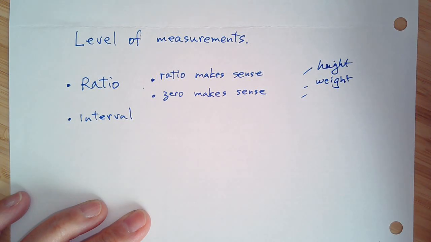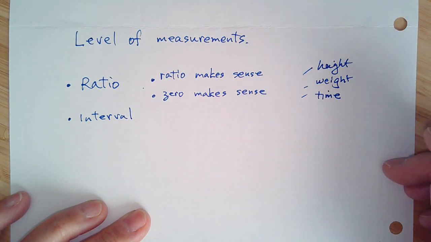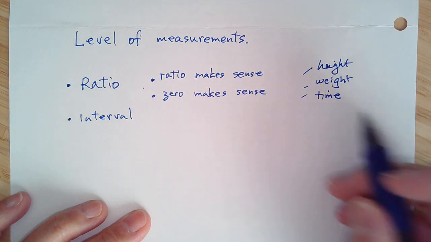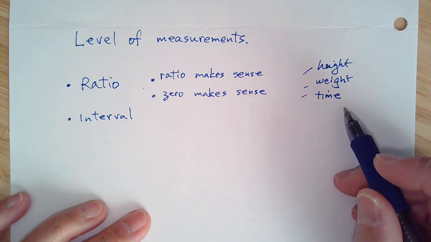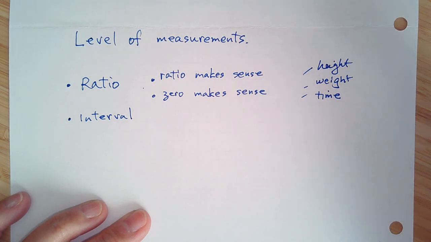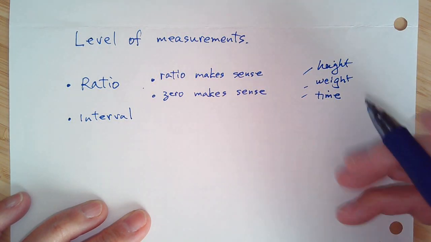And height, weight, and time, okay? Like 10 seconds, 1 minute. So 1 minute is 6 times as much as 10 seconds. So you see that time is a quantitative data and it's a ratio data because ratio makes sense and also 0 makes sense. 0 means just immediately, right? There's no time. Usually time we talk about the interval.